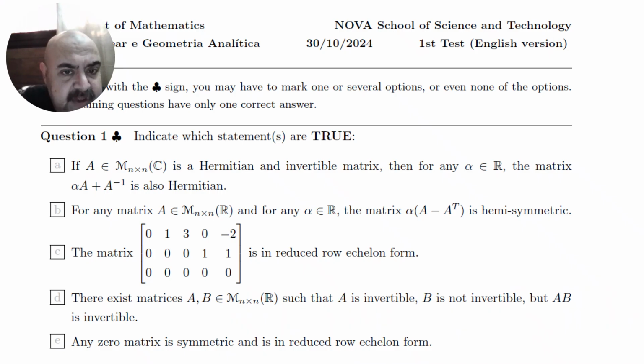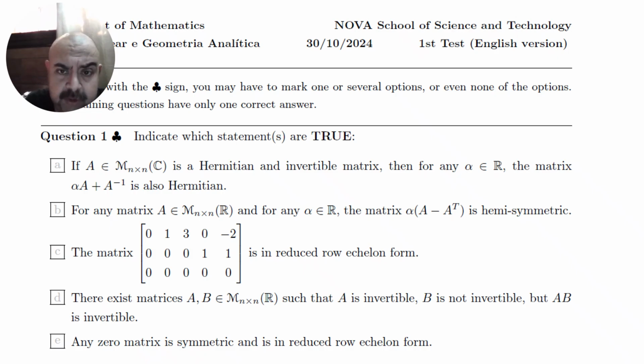Let's see the first question, and it was almost around this time or period of the year. It was on the 30th of October last year. That was the first exam in our midterms. Of course, you know that the first midterm is going to be 40% and the second will be 60%. And the sum of them, if you got greater than or equal to 9.5, you will pass this course. The first question is asking you to indicate which statements are true.